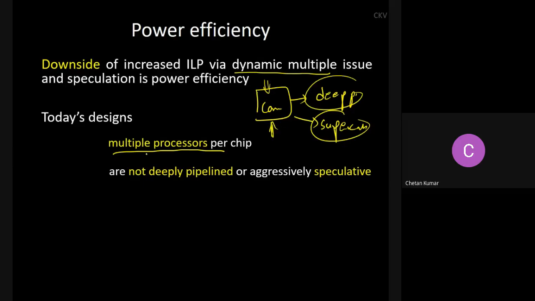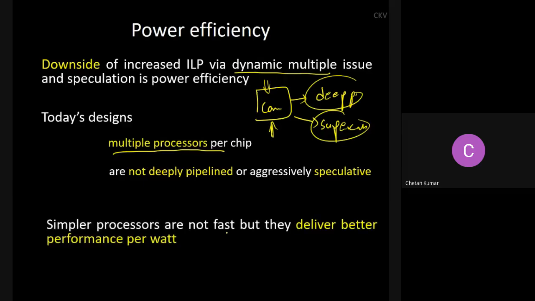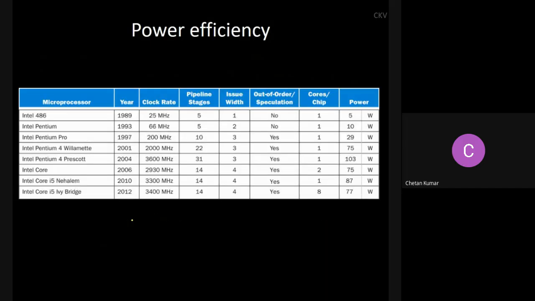That's why today's designs have multiple processors per chip, and each processor is not deeply pipelined and not very complex in nature. So they are simple enough that the power consumption can be within a certain range, but the parallelism is still achieved with the help of multi-thread execution. Multiple threads are scheduled onto the different cores, and then execution can happen in parallel. Simpler processors are not as fast, but they deliver much better performance per watt because multiple threads can be executed at the same time.